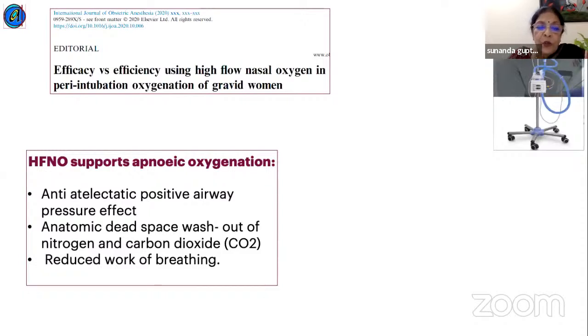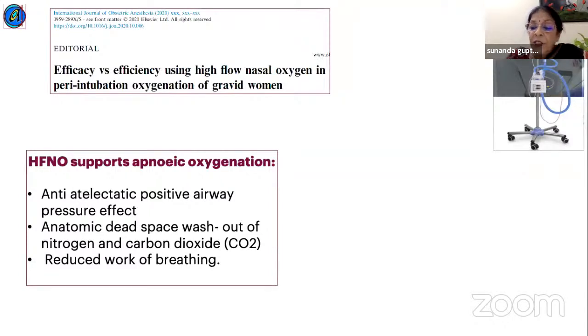Now, efficacy versus efficiency of using high flow nasal oxygen in the perioperative intubation. HFNO is supposed to be a better method of apneic oxygenation considering that anti-atelectatic positive airway pressure effect is there. There is an anatomic dead space washout of nitrogen and carbon dioxide and reduced work of breathing.